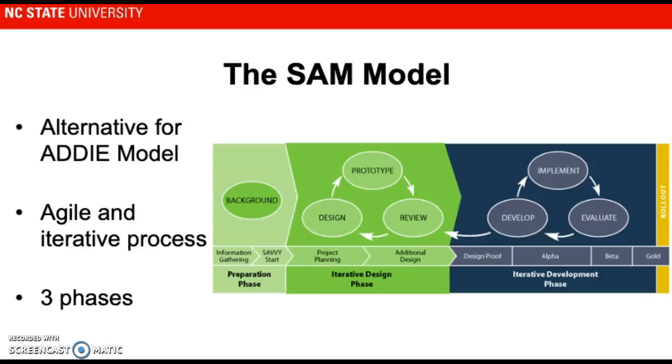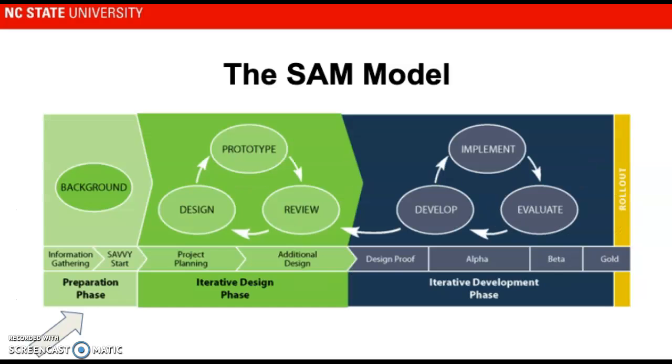Iterative means each development stage in SAM is cycled, and each cycle should be closer to the ideal than the last one. The iteration makes room for evaluation and changes to the development as needed. There are 3 phases of SAM. The preparation phase.